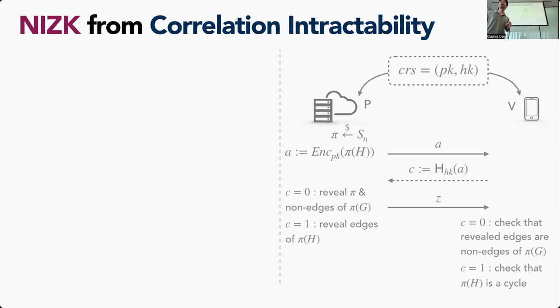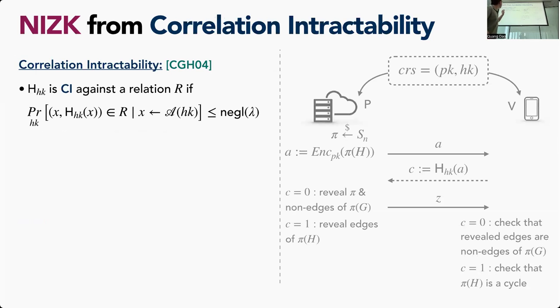The property of the hash function that allows us to go through with this transformation is called correlation-intractability. The definition is that, say you have some relation R. We're going to say what this relation is later. You want to be able to say that the adversary A, given the hash key sampled at random, cannot output some input X such that X and the hash of X satisfy this relation. So it should always be impossible to do this over the random choice of the hash key.